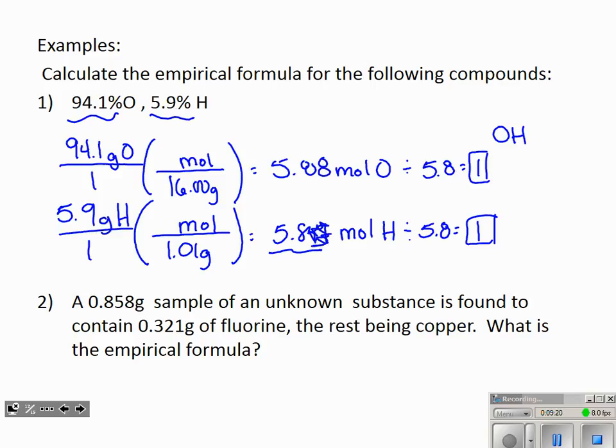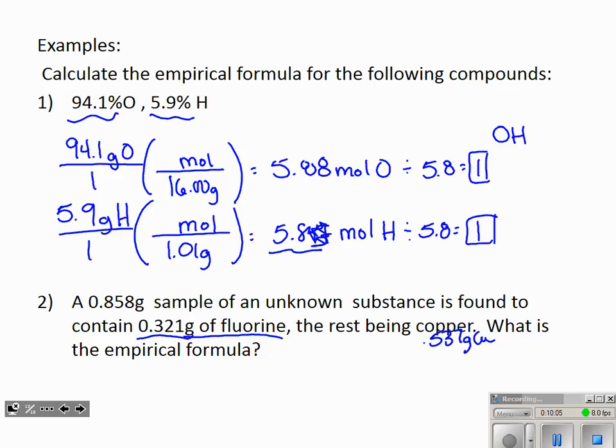All right, so here we have another example. We have 0.321 grams of fluorine, and it says the rest of the 0.858 grams of the compound is copper. So we need to subtract to figure out how much copper there actually is. 0.858 minus 0.321 is going to give us 0.537 grams of copper. And we're going to get moles. So the molar mass of fluorine is 19 grams per mole.